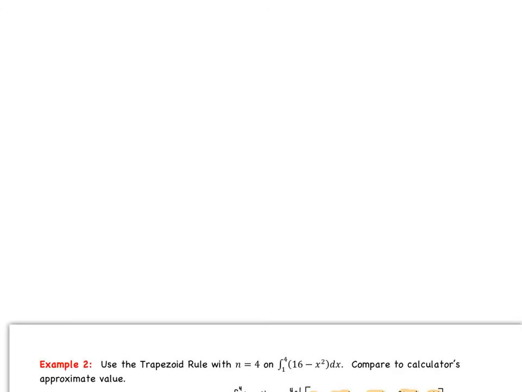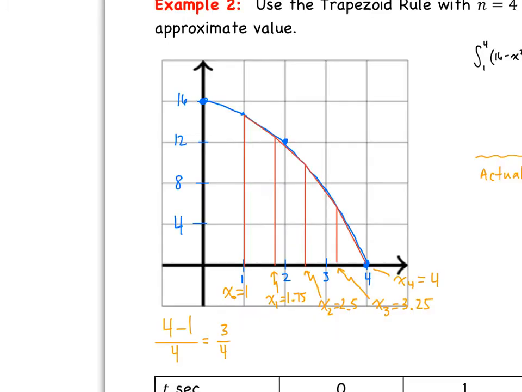I want you to try this next example on your own. So use the trapezoid rule, n is 4 for that integral, and then we can compare that to the actual value. So first I want you to try graphing it and setting up your intervals. Keep in mind that we're looking at the interval from 1 to 4, okay? And we have 4 sub-intervals, 4 trapezoids that we want.